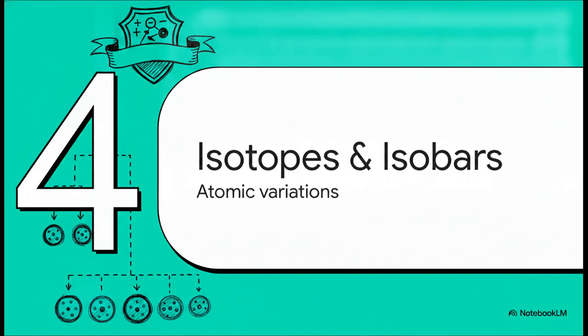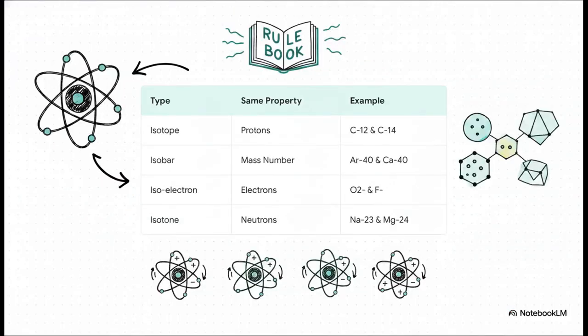Isotopes, isobars, and more. Now, things get kind of tricky because atoms have these relatives that sound incredibly similar but follow vastly different rules. The prefix iso literally just means same. So these categories tell us what particle stays the same across different atoms. Before we dive into the main 3, look at the bottom one, isotones. Those are just atoms that happen to share the exact same number of neutrons.